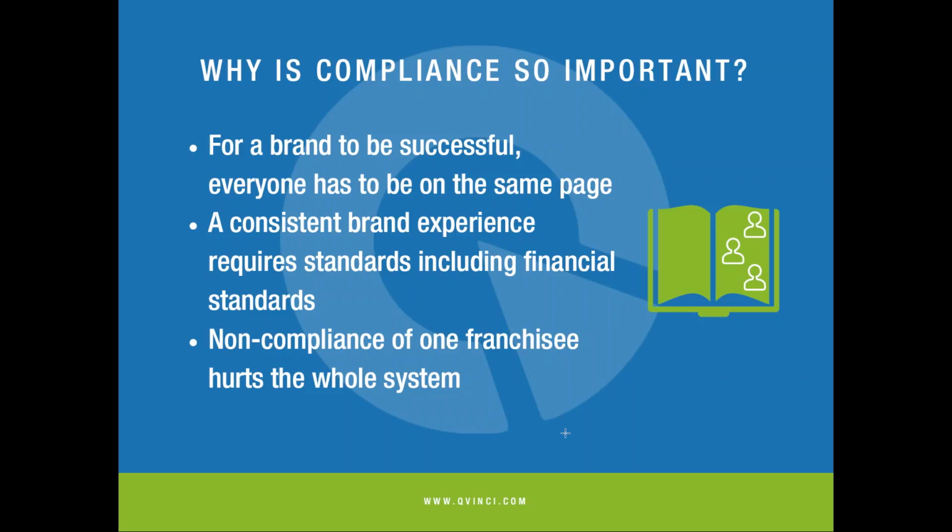Non-compliance of one franchisee can actually hurt the whole system, and by that I mean, say for example you have a couple of outliers in your system, and they're not complying with the reporting piece. They don't provide regular updates to the reporting, and so what that does is that actually skews the information that you're putting in your FDD, and in skewing that information, you may be setting expectations that can't be fulfilled. So even one franchisee can hurt the whole system.